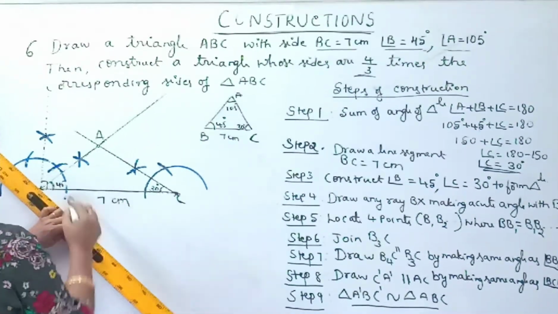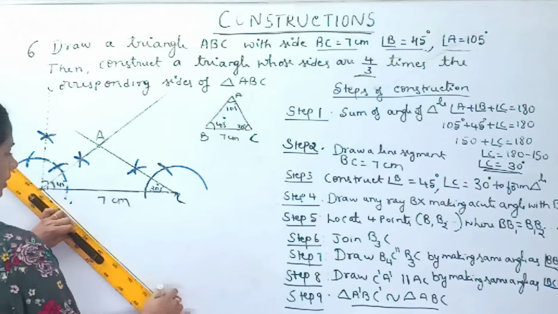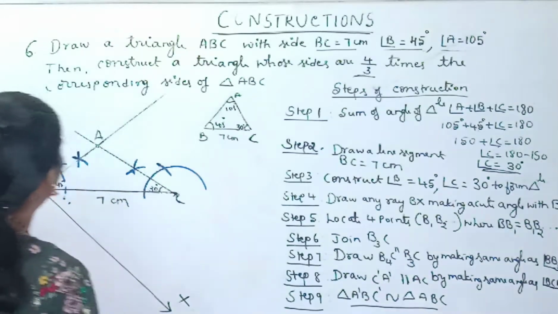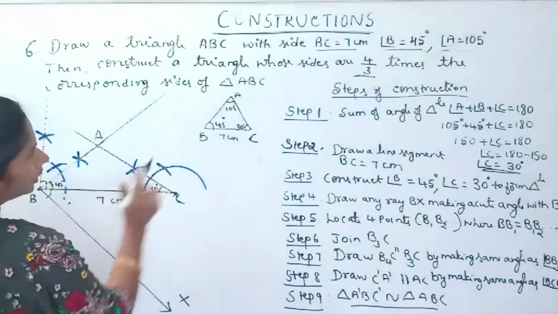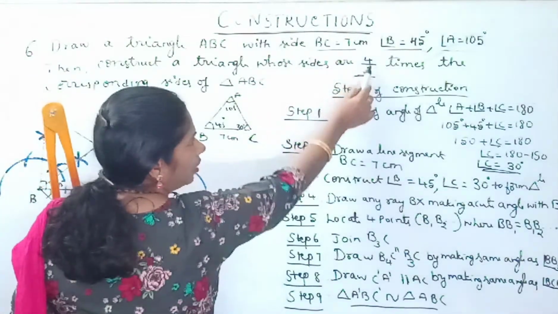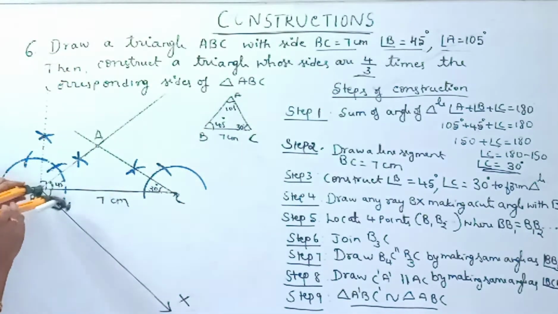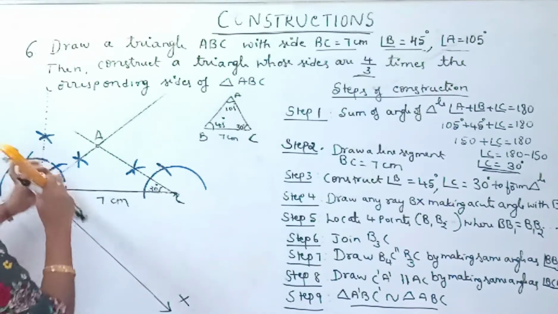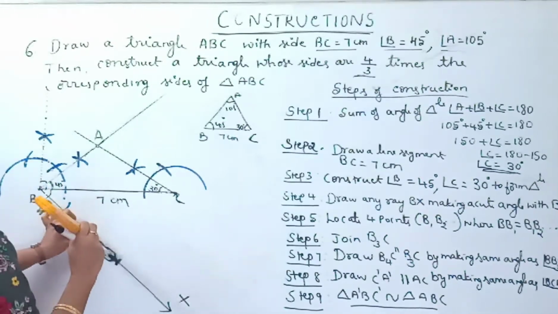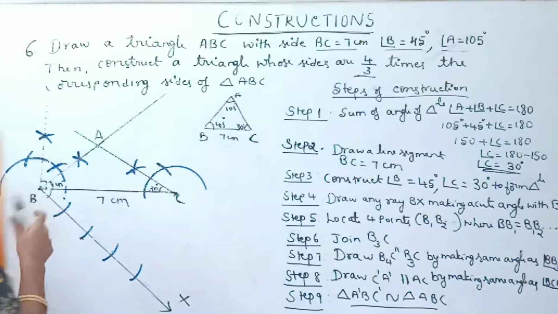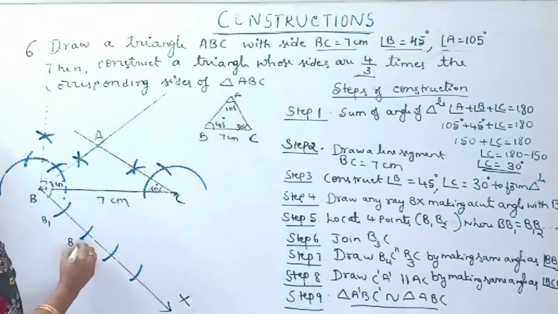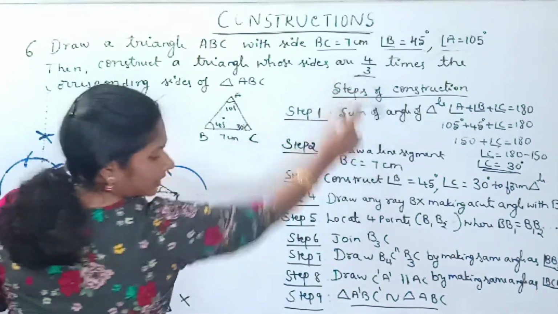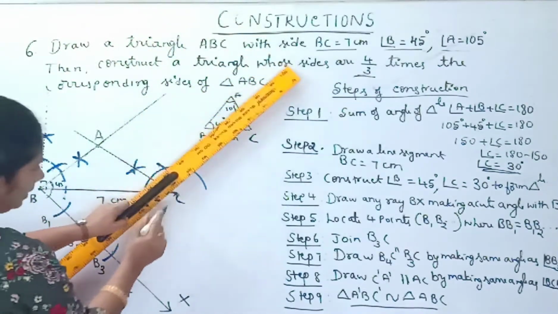Now we have to draw any ray BX making acute angle with BC. Now locate 4 points, greater number of 4 and 3. Locate 4 points on ray BX. Keep your compass on B and draw 4 arcs. Name that arcs as B1, B2, B3, B4. Now, denominator number is 3. Now we have to join B3 and C.